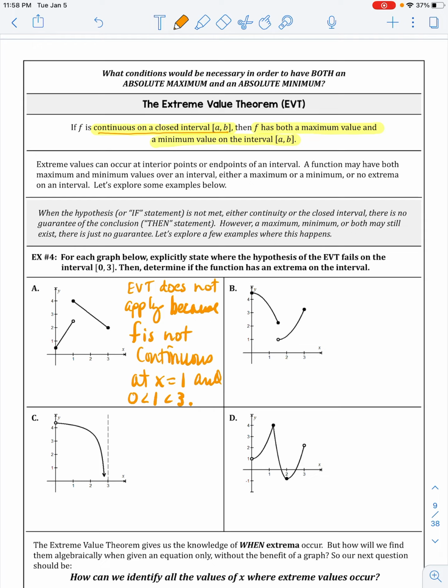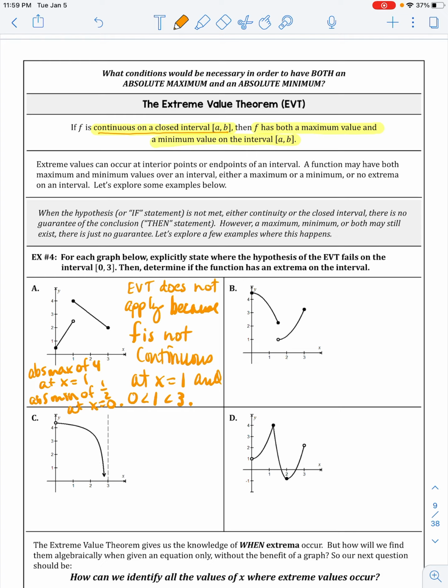Then it says determine if the function has an extrema on the interval. Well, you're going to see that it has an absolute max of 4 at x equals 1, and it has an absolute min of, let's say, about 1/2 at x equals 0. So there's your extrema. So, you can still have extrema, but you can't use the extreme value theorem if it's not continuous on that closed interval.